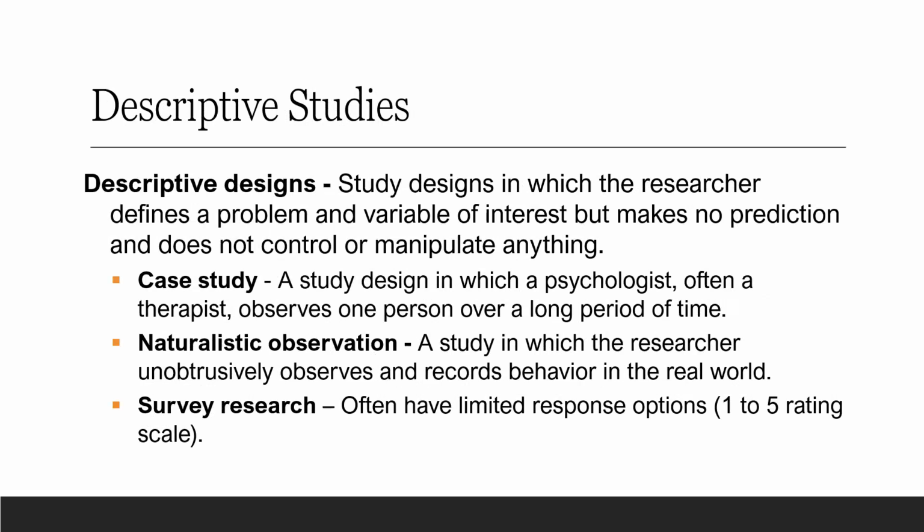Now let's take a look at the different designs in research that you need to be familiar with. First, there are what we call descriptive studies. These are study designs in which the researcher defines a problem and variable of interest, but makes no prediction and does not control or manipulate anything. So, unlike an experiment, you're not manipulating anything, but rather you're simply reporting what you get.